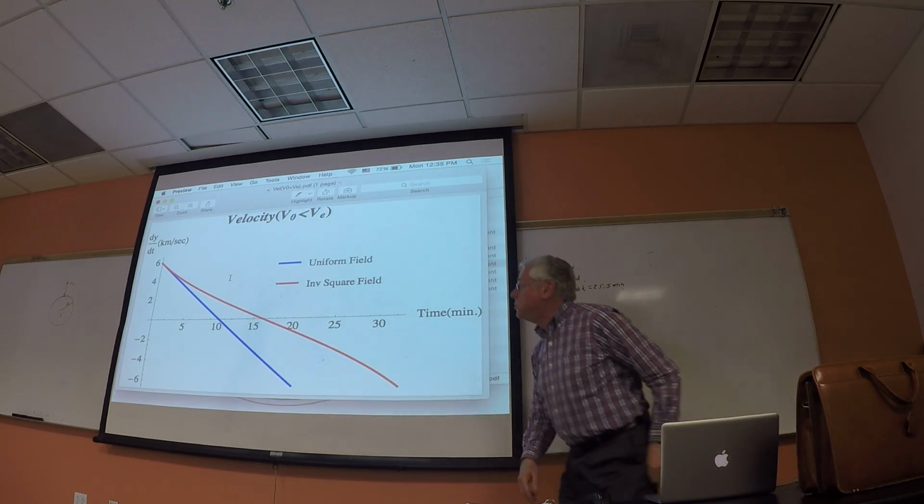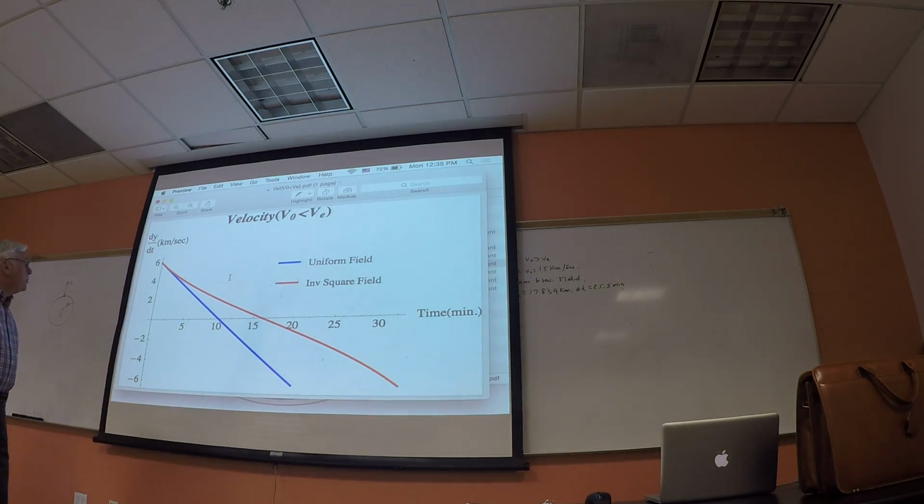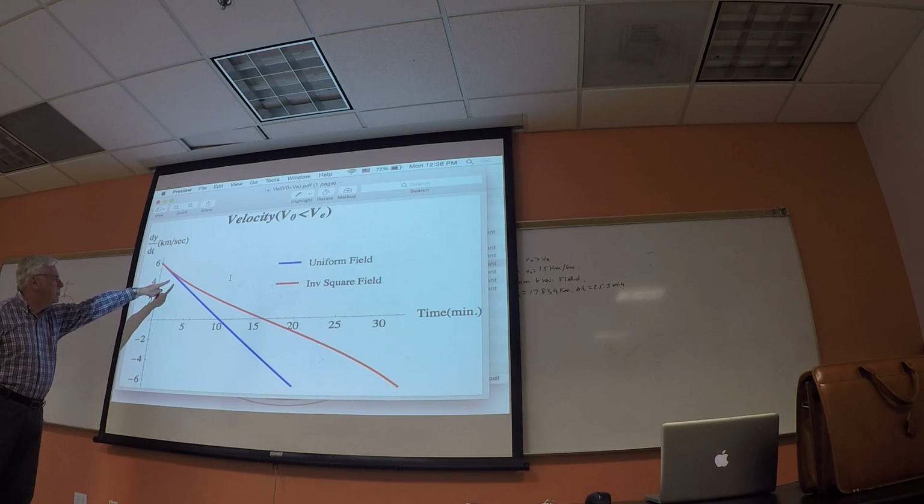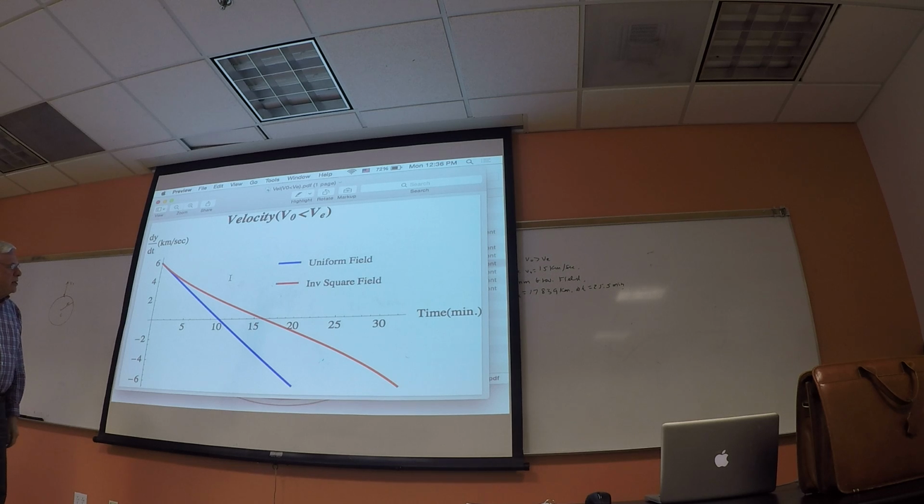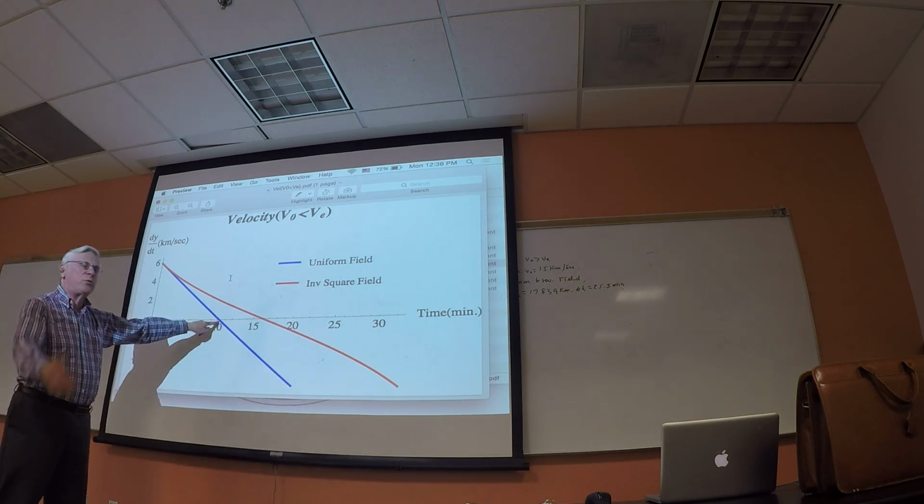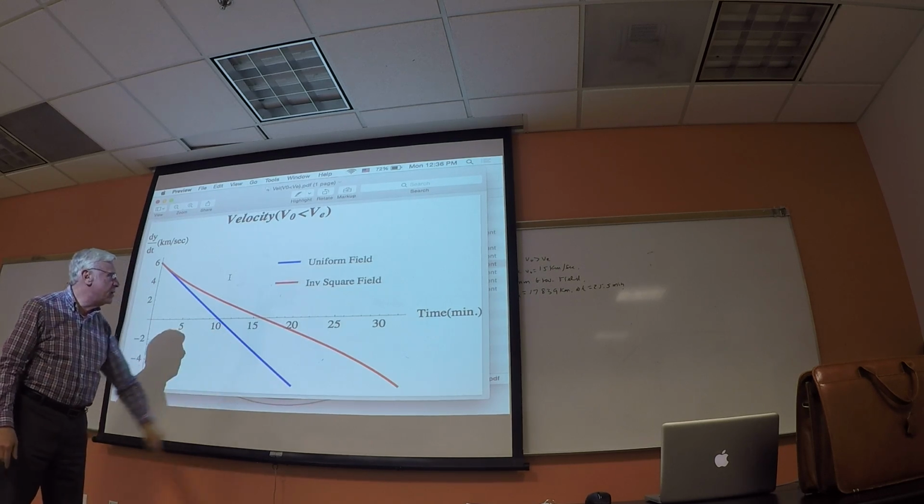Okay, so there's your velocity. We both start at 6 kilometers per second, and you notice that the velocity starts to deviate even before the position does. And of course, when it hits 0 over here, that's where it hit its apex. Now it's coming down, so the velocity is negative.